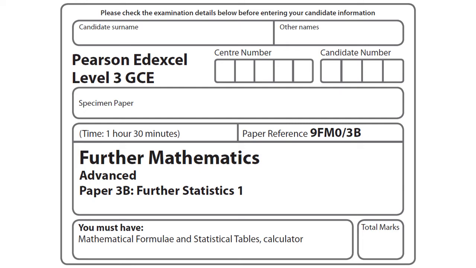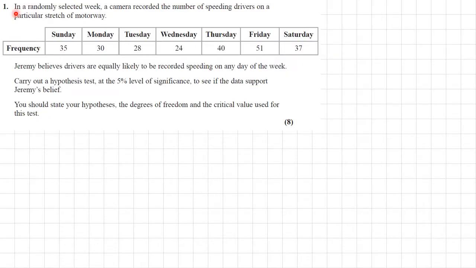This is a walkthrough of an A-level further mathematics, further statistics 1 specimen paper. Question number 1. In a randomly selected week, a camera recorded the number of speeding drivers on a particular stretch of motorway. So we've got the different days of the week, Sunday through to Saturday, and the frequency at which the number of speeding drivers were caught on a particular day.